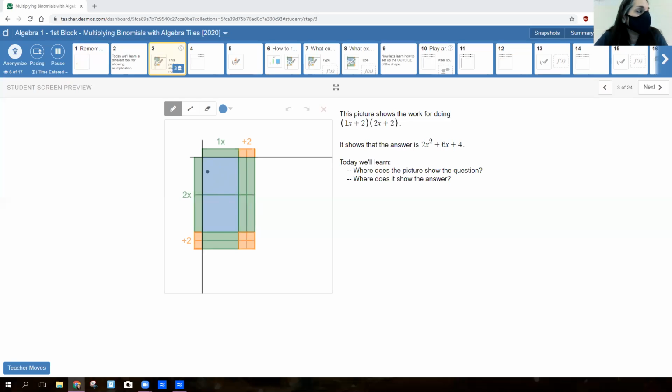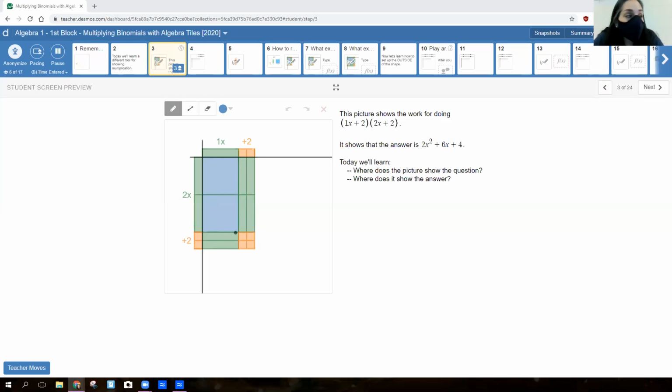And so the reason that this one is blue is because this turns into a square that is x times x. Last week we learned that x times x is x squared. So these big blue squares represent x squared. They're not just plain old x's, that's the green ones. These blue ones are x squared terms. So what you do is you just look at what's inside, okay?